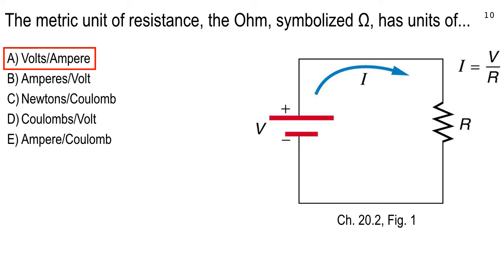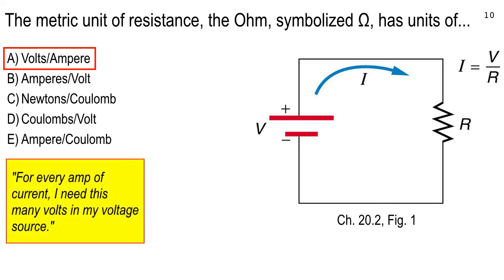Now, for this one, the colloquial phrase is, for every amp of current, I need this many volts in my voltage source. If you look up the resistance and it says 7 ohms of resistance, that means you need 7 volts for every amp of current that you want to push through the circuit at that point. So that's the colloquial meaning of an ohm, symbolized with the Greek letter capital omega.